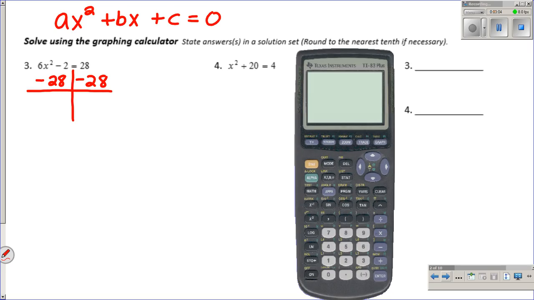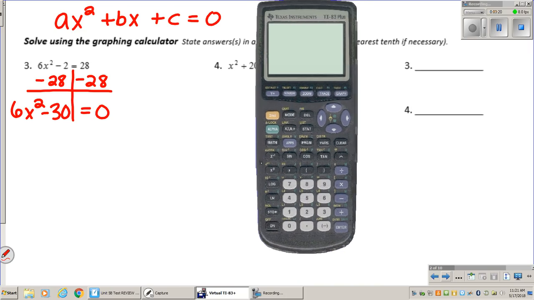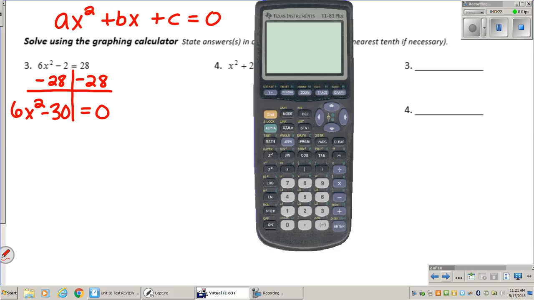You're only going to combine like terms, so you're going to keep your 6x squared, and then negative 2 minus 28 we can combine to minus 30, and 28 minus 28 equals 0. So if you're using the graphing calculator, you're going to go on to the y equals, and you're going to type the equation in at y1. So we're going to type that 6x squared minus 30. On line 1, and on line 2, make sure you type in the 0.